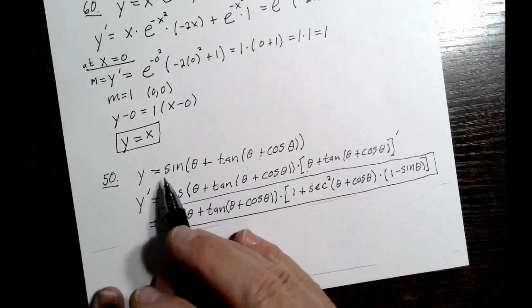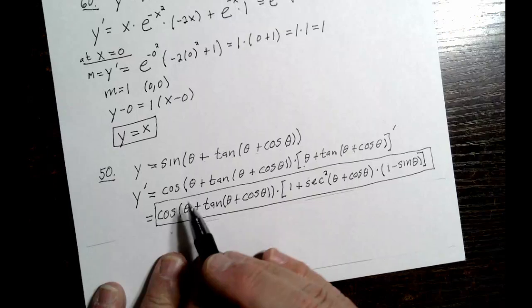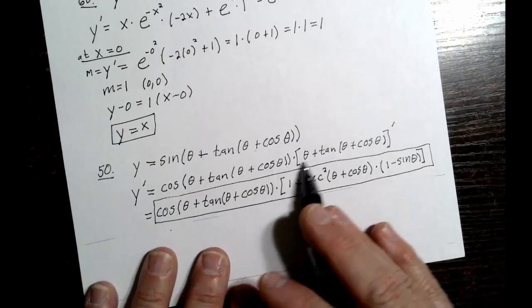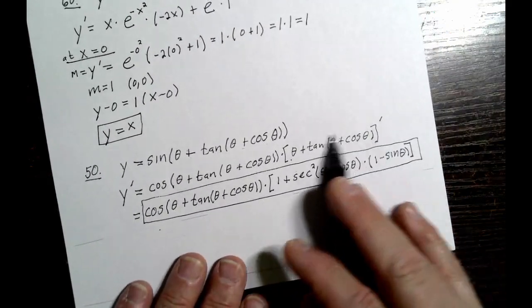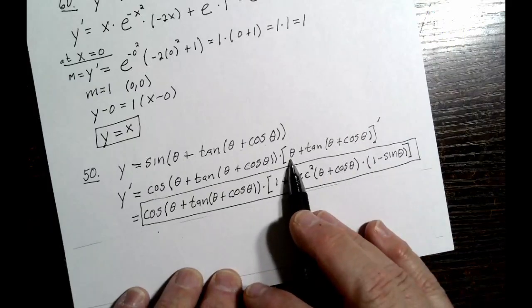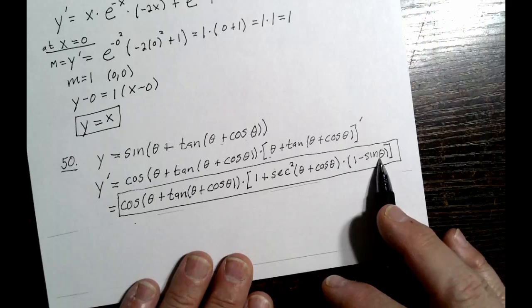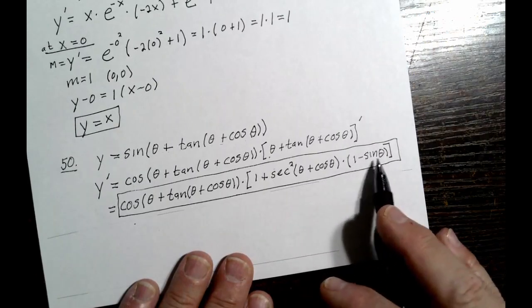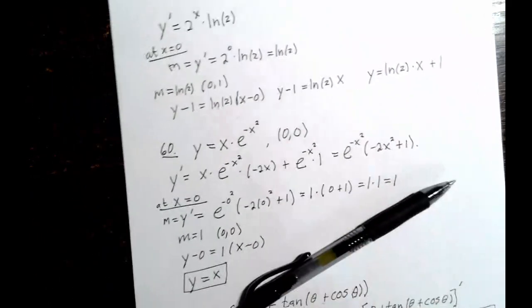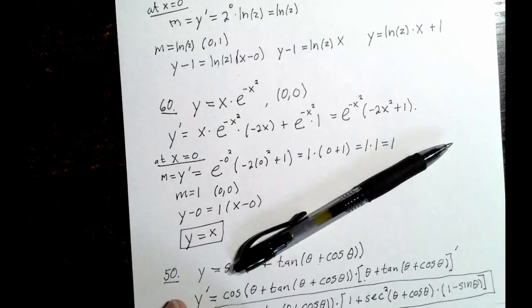Okay, and then this one, sine times each one of these, that's cosine of this guy times the derivative of what's inside. And derivative of what's inside, derivative of that is just 1. And derivative of that is secant squared times that times the derivative of what's inside, which is 1 plus a negative sign. And so it's using the chain rule several times.